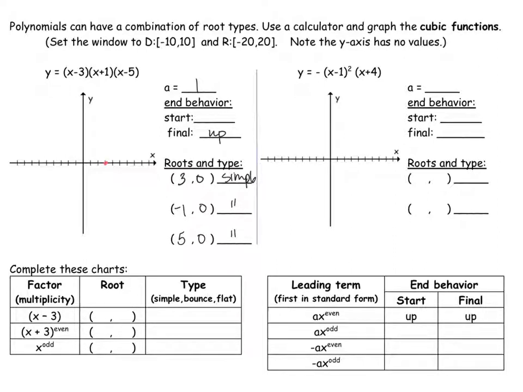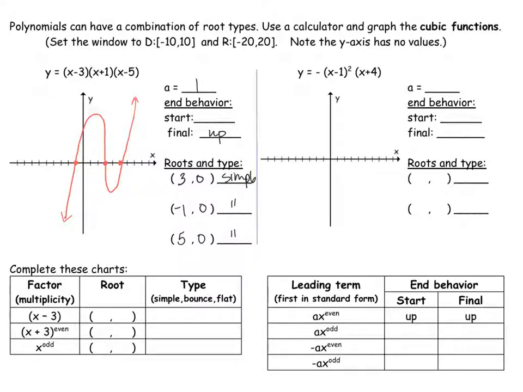So what I'm going to do is graph my 3 roots at 3, 0, -1, 0, and 5, 0. And I'm going to start with my arrow going up. And I'm going to go from the back, and I'm going to cross through, turn it around to cross back through, turn it around to cross back through. Because all those are simple roots, that's all I want it to do.